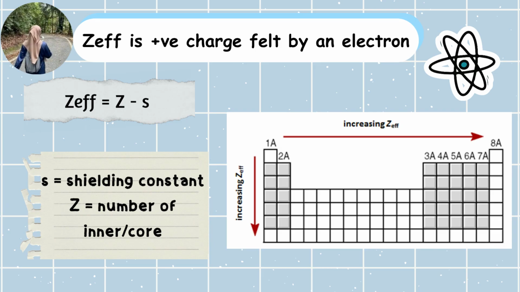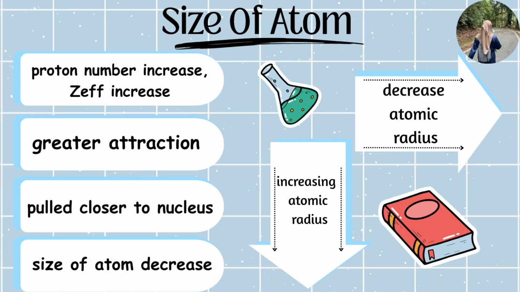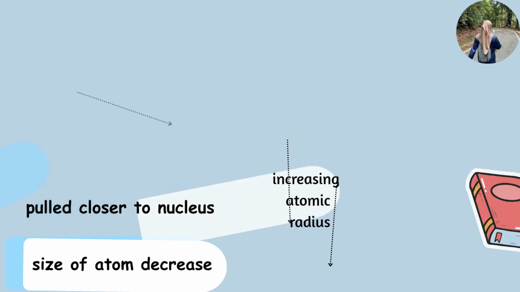Zeff is given by the formula Zeff equals Z minus S, where Z is the nuclear charge and S is the shielding constant. The shielding constant represents the effect of inner or core electrons that reduce the attraction of the nucleus on the outer electron. As the proton number increases, Zeff increases, this causes a greater attraction between the nucleus and the electron. The electrons are pulled closer to the nucleus, so the size of the atom decreases.